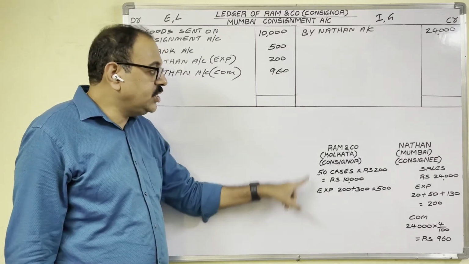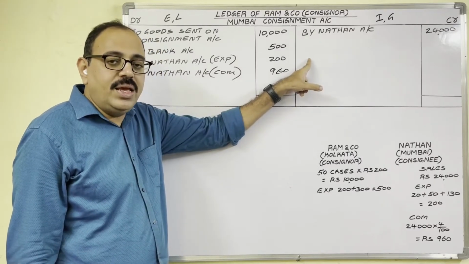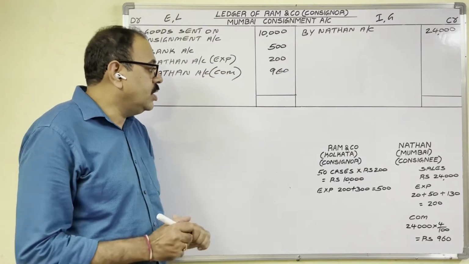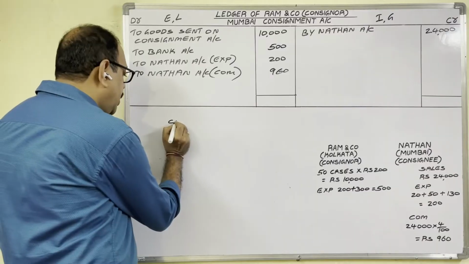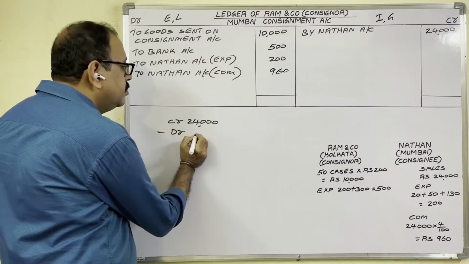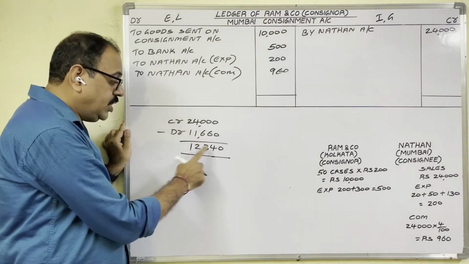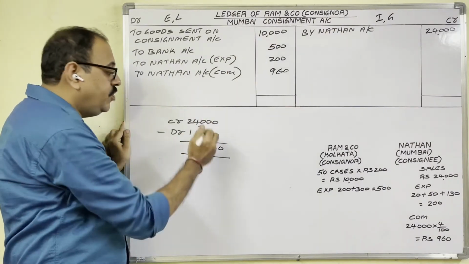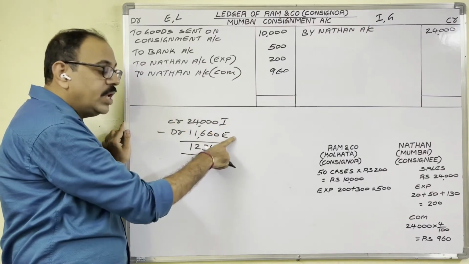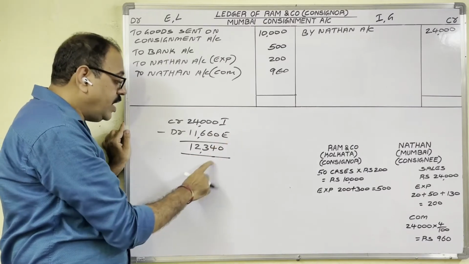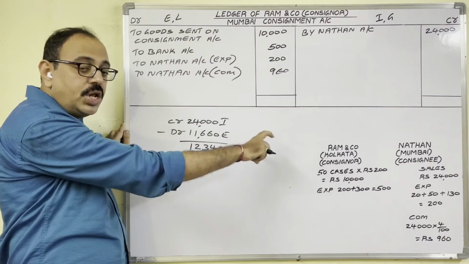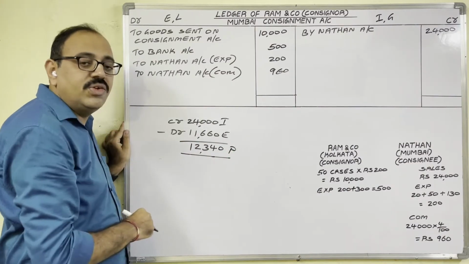So all transactions we have posted in consignment account. Finally, find out the balance in consignment account. Credit total is more than debit total. In rough notes, first credit total you should calculate minus debit total. Find out the difference. 12,340. Credit side we wrote incomes. Debit side we wrote expenditure. Income is more than expenditure. Therefore, final answer is profit. So in this consignment business, consignor got a profit of 12,340 rupees.